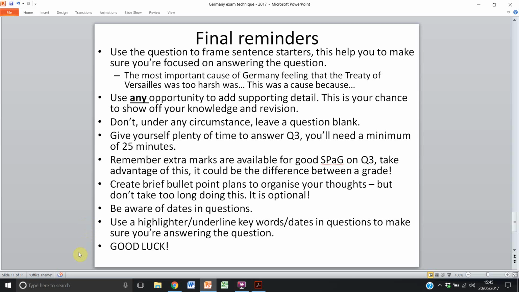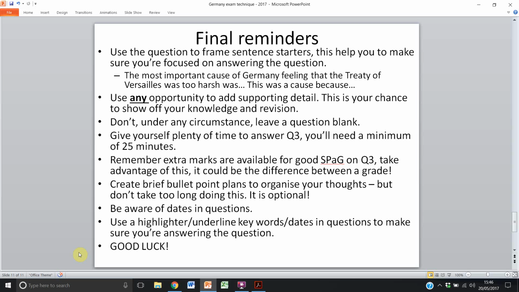And as with any exam, I wish you the best of luck. You can do this. You are all absolutely experts in Germany. Your subject knowledge is great. Those of you who have been completing the exam questions that I've been setting for homework, I've been very impressed with your technique, and this is your opportunity now to go out there and get the grade that you're capable of.